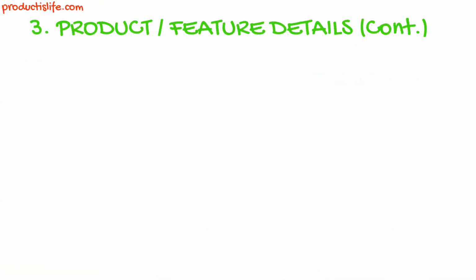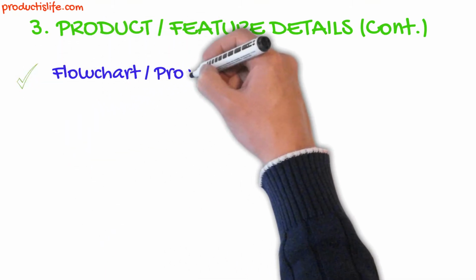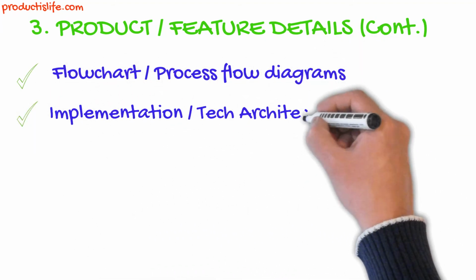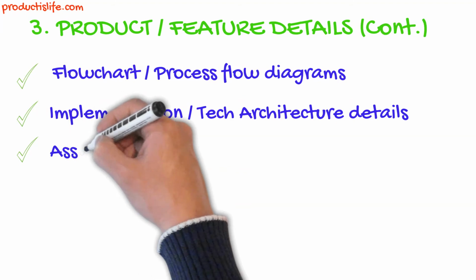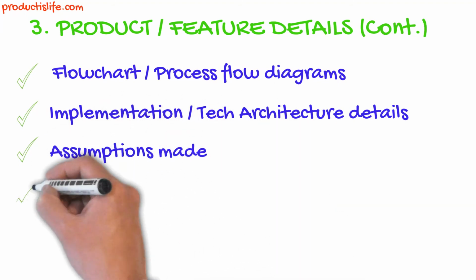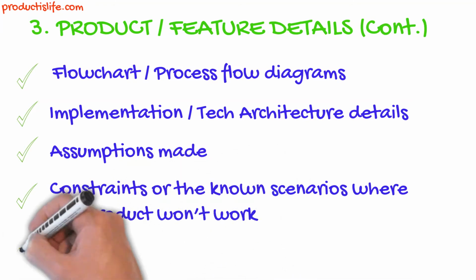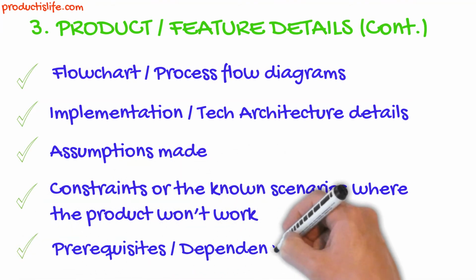In addition to the user stories, depending on the complexity of the product, this section should also contain a few other details like flowchart or process flow diagrams, implementation or tech architecture details if possible, assumptions made while building the product, constraints or known scenarios where the product won't work, prerequisites or dependencies on some other data or product.